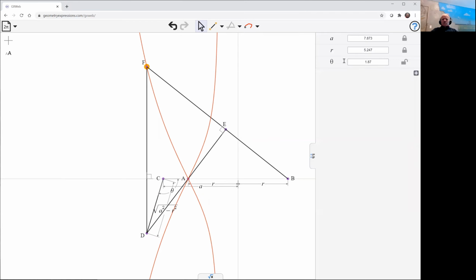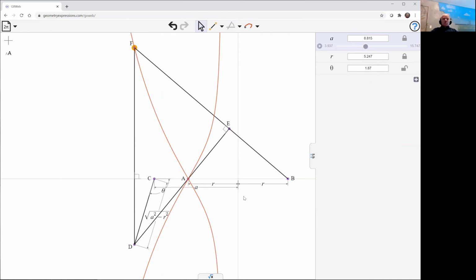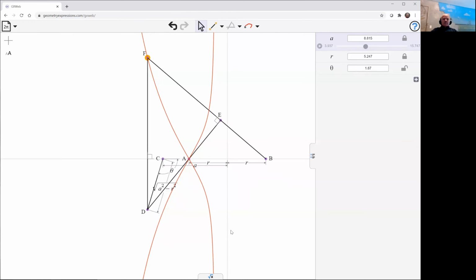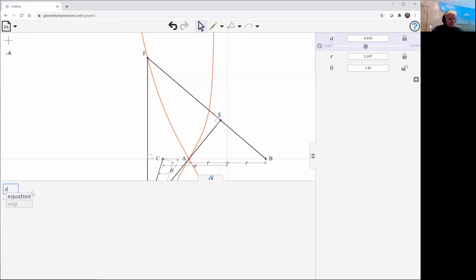We can look at how it changes as A varies, for example. And we can look at its equation. And there we were promised a 4th order cissoid, and sure enough, it is a 4th order curve.